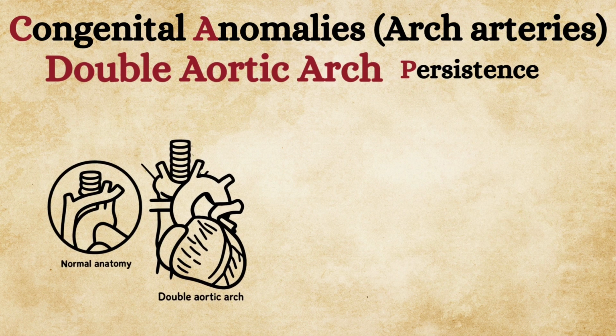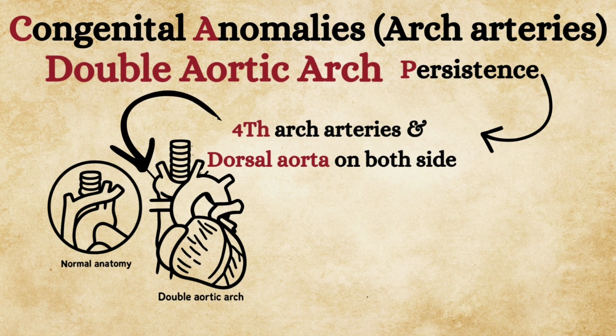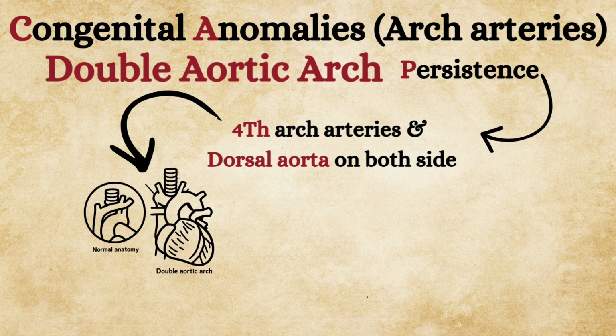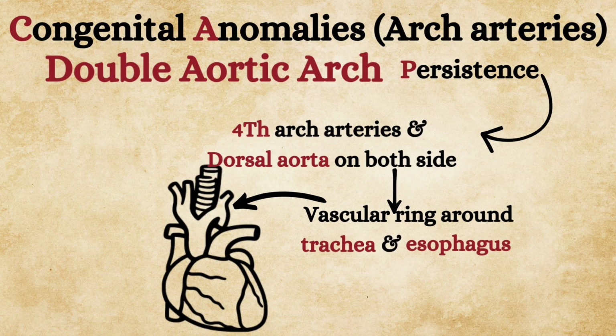Double aortic arch. This is a more serious anomaly where persistence of both fourth arch arteries and the dorsal aortae on both sides. Result: a vascular ring forms around the trachea and esophagus. Clinical effect: severe compression of both the trachea, causing respiratory distress, and the esophagus, causing dysphagia.